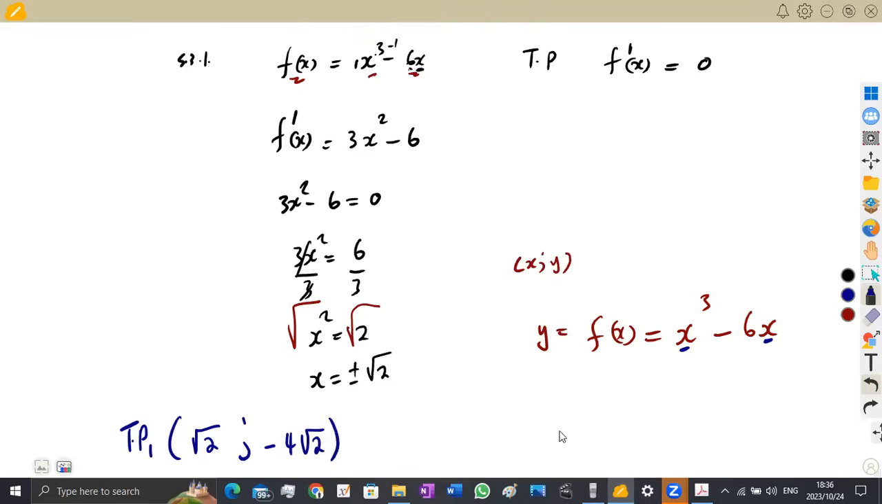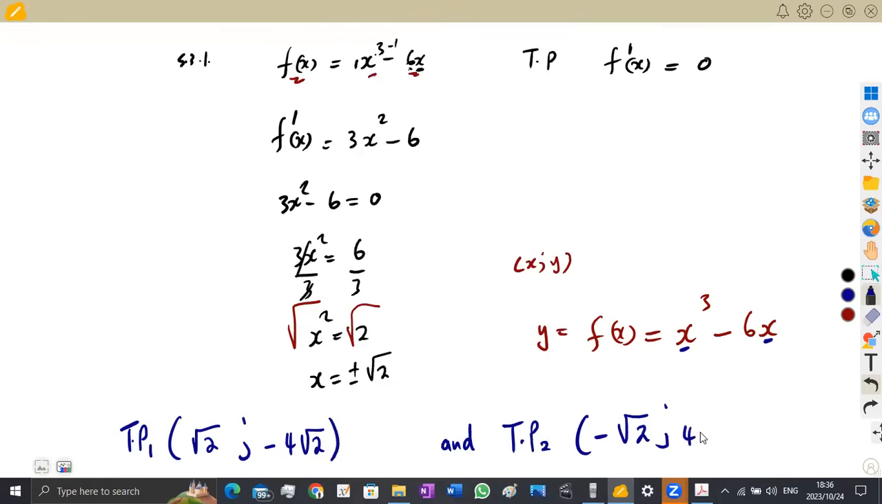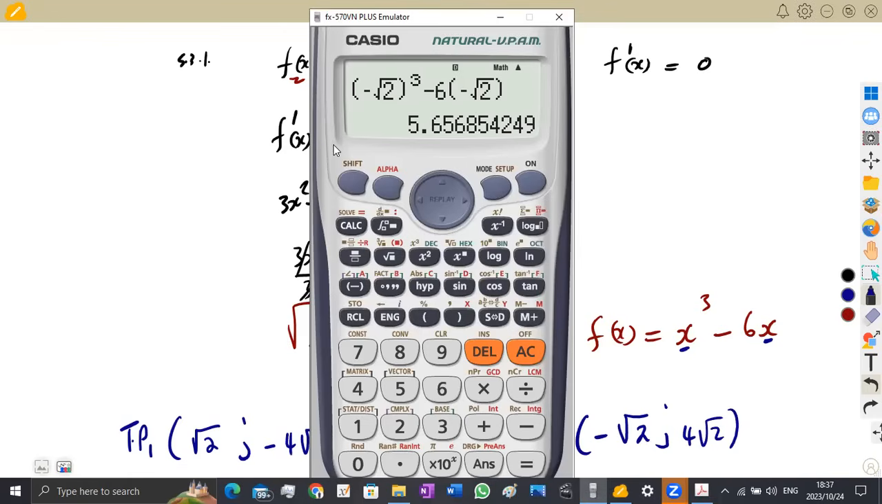The second turning point is at the condition where x is negative square root of 2. Then we need the y value, so I'm just going to substitute, putting a negative here and also here. It is going to be positive 4 square root of 2. Or as a decimal, it is going to be positive 5,65 and so on.